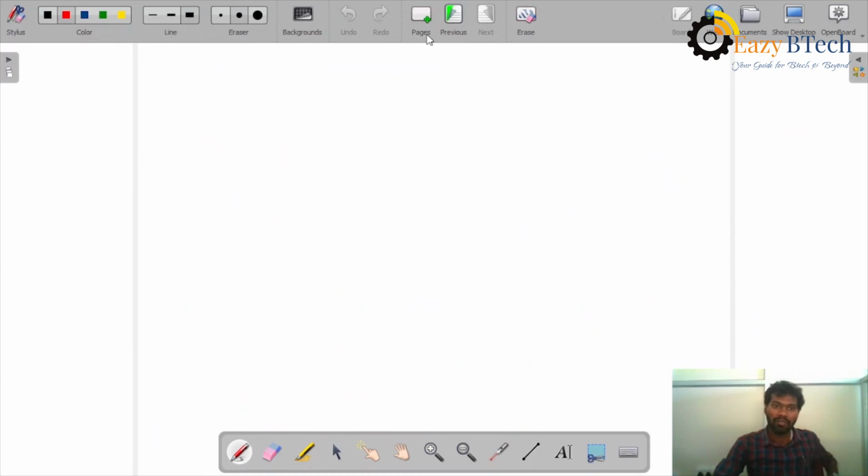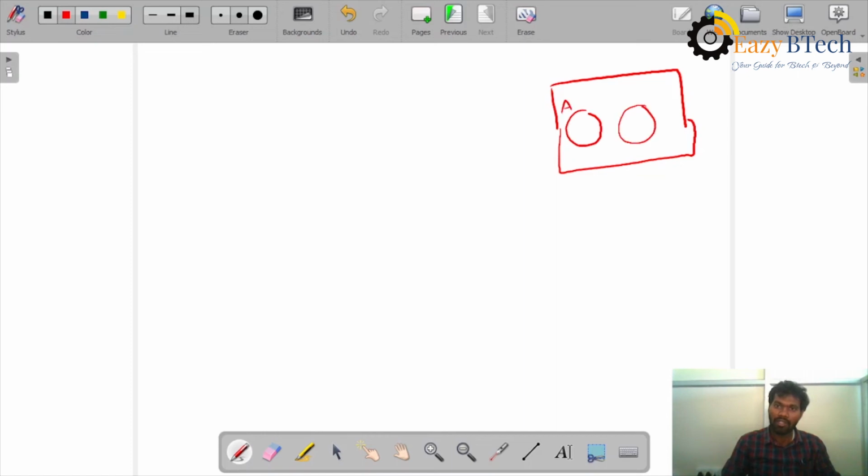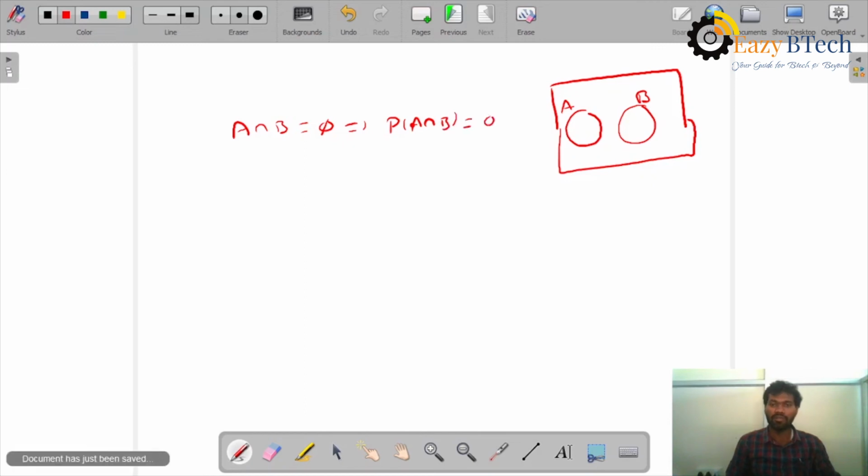And coming to the next one. Now the second case, if you consider like this, this is the extension of the theorem. This is A, this is B. There are no common events between them, which means A intersection B equals phi. That means P of A intersection B is equal to 0.